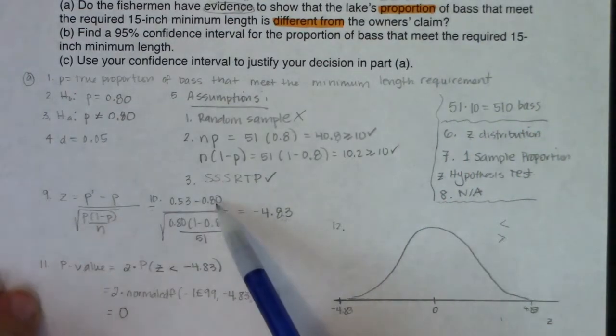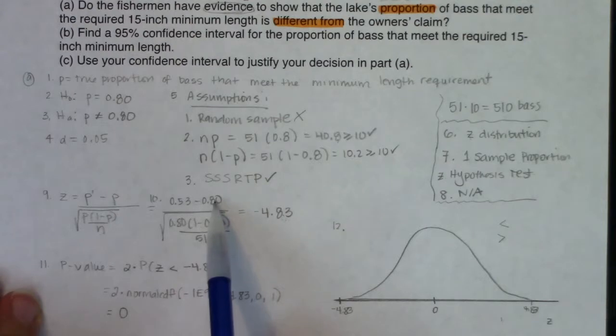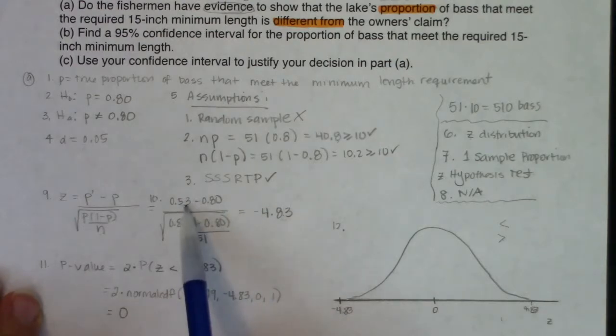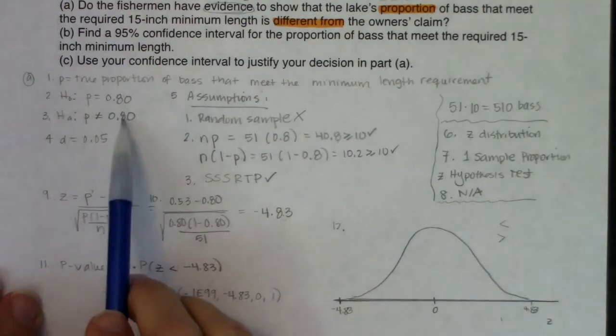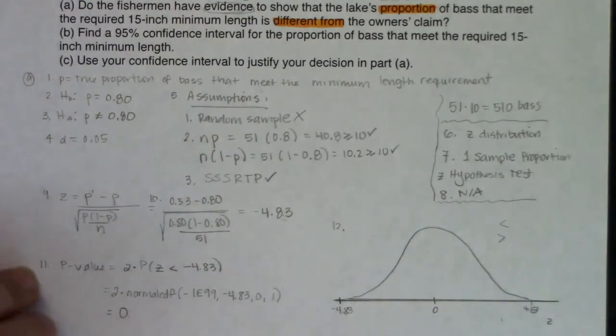Oop, you can't see that number. So let me point to the right things. If the owners were telling the truth and it was true that 80% of the bass met the length, what's the likelihood that I would have such a bad day and only have 53% meet the minimum length requirement? That would never happen by chance. It would never happen by random variation, which is enough evidence for us to say, hey, lake owners, you are straight up lying to me.